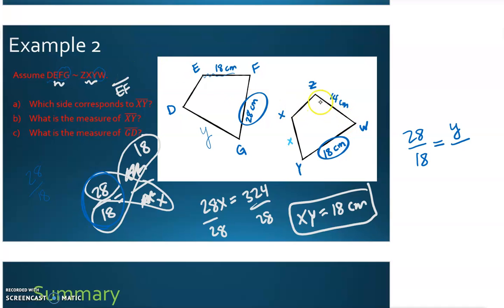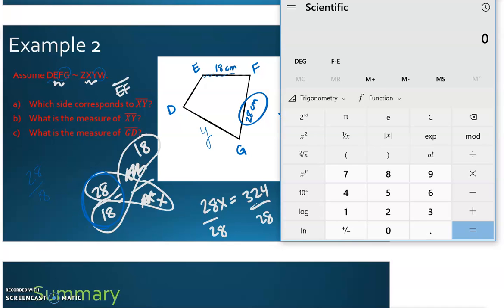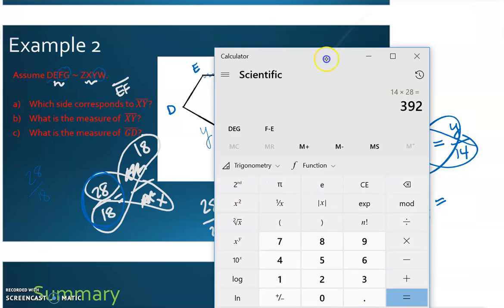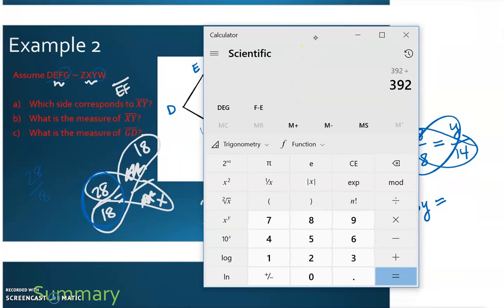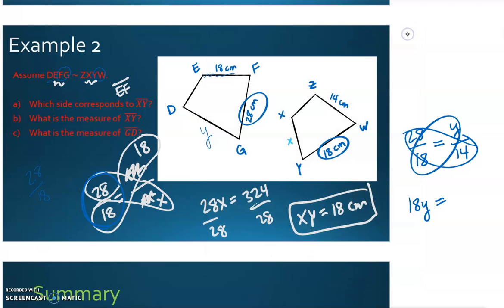And I can see over here that WZ is 14. So I'm going to say y over 14. And again, we're going to solve by cross multiplying. So 18 times y, 18y, equals 14 times 28, and then we'll divide that. So let's see, 14 times 28 gives me 392, and then I have to divide it by 18. And that's going to give us, we can round that to 21.8. So that's going to give us 392 divided by 18, and that gives us GD is equal to 21.8 centimeters.